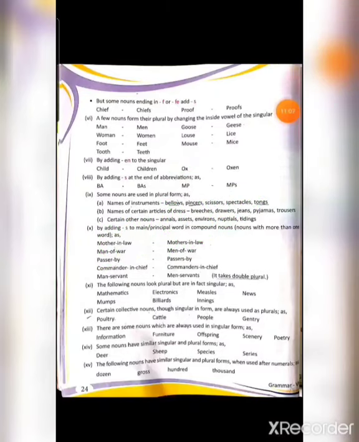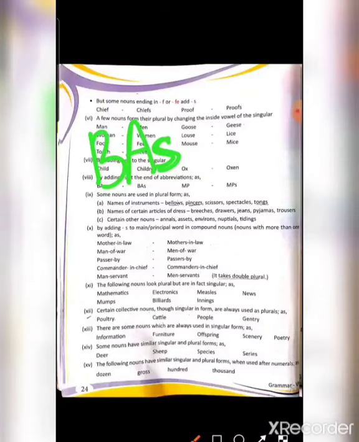Next point, the eighth one, by adding s at the end of the abbreviations. What do you mean by abbreviations? These are the short forms. Instead of speaking a long word, a full form, we use abbreviations like BA, Bachelor of Arts, MP, members of parliament. So how do we make these abbreviations plural? By simply adding s to the abbreviations, like Bachelor of Arts, so BA and small s, BAs. MP, member of parliament, so MPs, members of parliament. Clear? We simply add small s to the abbreviations.